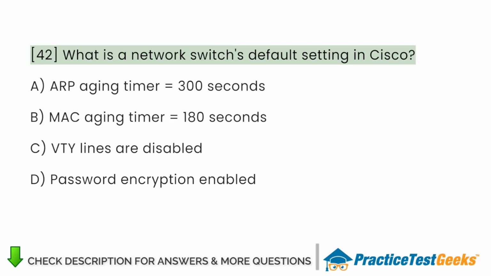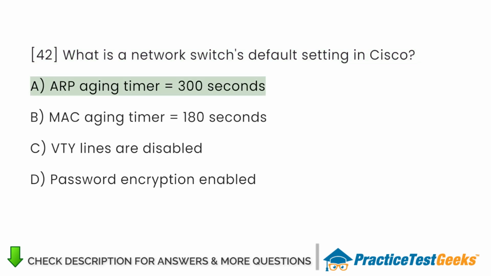What is a network switch's default setting in Cisco? A. ARP aging timer equals 300 seconds. B. MAC aging timer equals 180 seconds. C. VTY lines are disabled. D. Password encryption enabled.